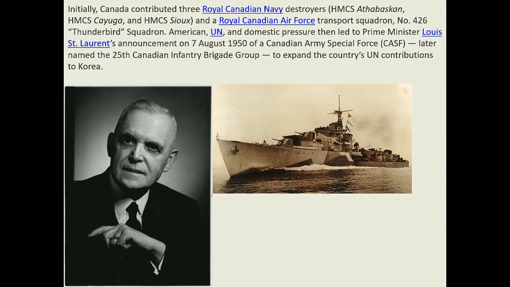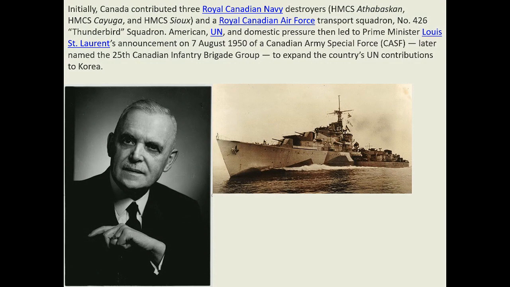This here is HMCS Sioux, a V-class destroyer of the Royal Canadian Navy. Of course, it's a destroyer that served in the Second World War. She was launched as HMS Vixen for the British Royal Navy, before being transferred to the Royal Canadian Navy. She was then named HMCS Sioux, my apologies, for the people of Canada's western provinces. She was launched in 1943, one of our first destroyers to hit targets and assist forces in South Korea.